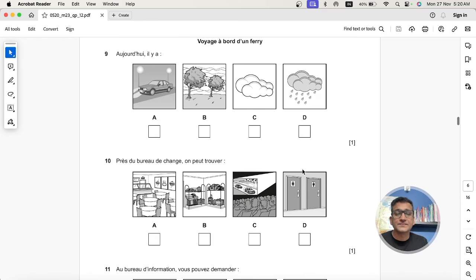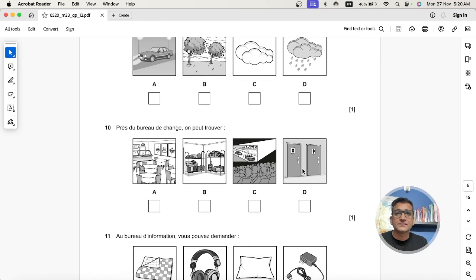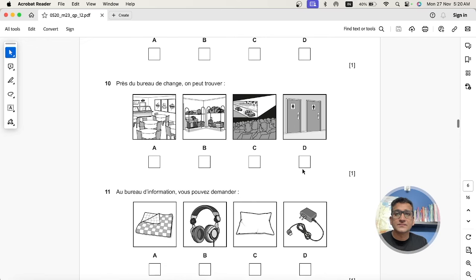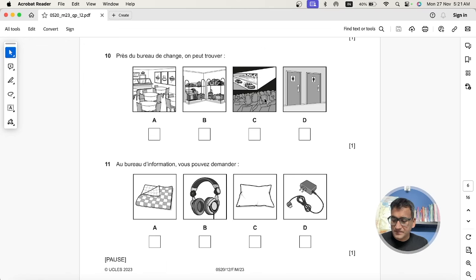Vous pouvez vous promener sur les terrasses extérieures. Près du bureau d'échange. Il y a une salle où vous pouvez laisser vos sacs et vos valises. Il y a une salle où vous pouvez laisser vos bagages.